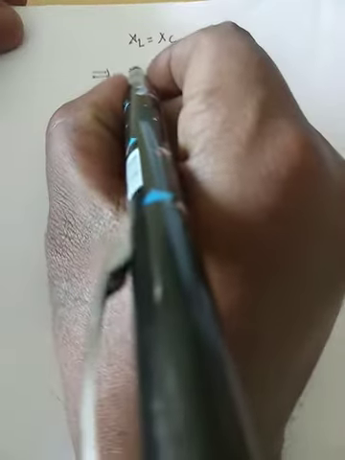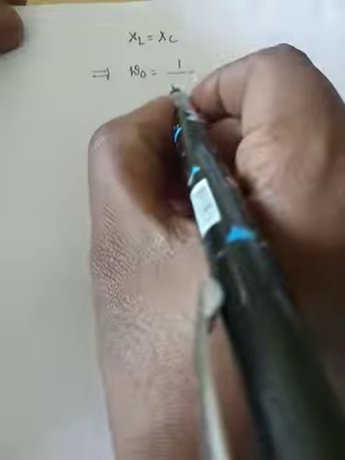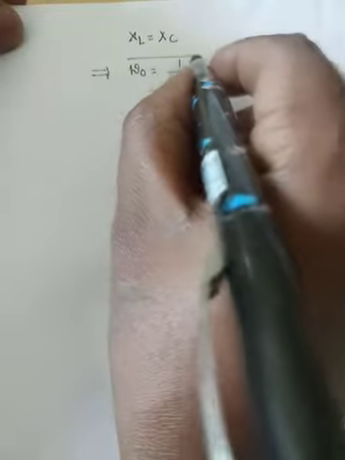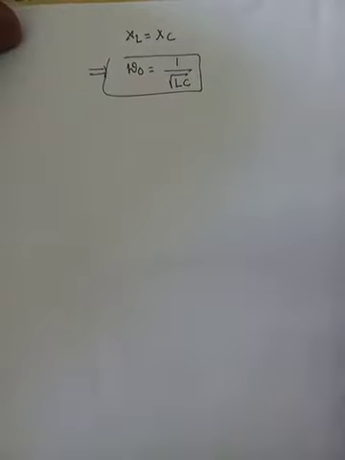So, what is the condition for electrical resonance? We consider that XL is equal to XC. From that, we got the value of omega naught is equal to 1 by root of LC. So, at this frequency the current in the circuit is maximum. That current is denoted by I naught or IM.